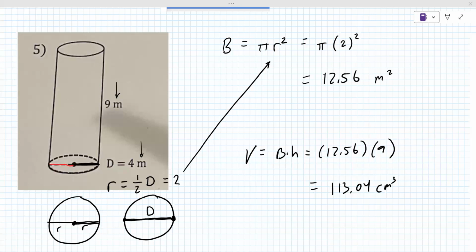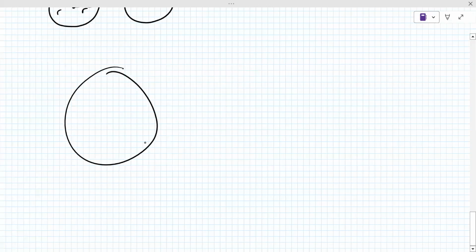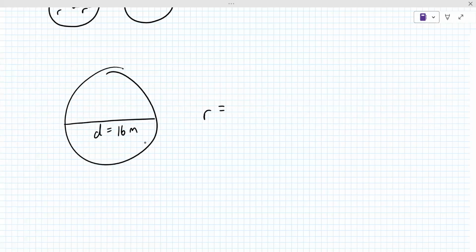Okay. I'm asking you the relationship between the radius and the diameter. How do you go from one or the other? Divide the diameter by 2. Okay. So here, I'm going to give you a problem. Here's a circle. Let's say the diameter is given. I would like the value of the radius. Can you tell me the value of the radius, please?